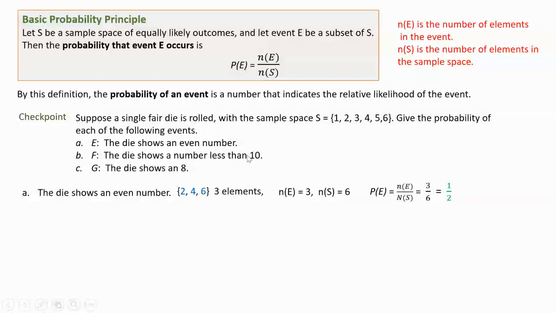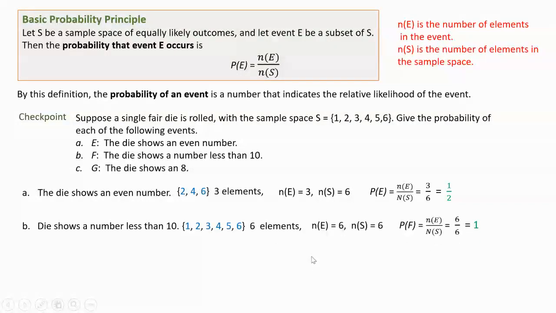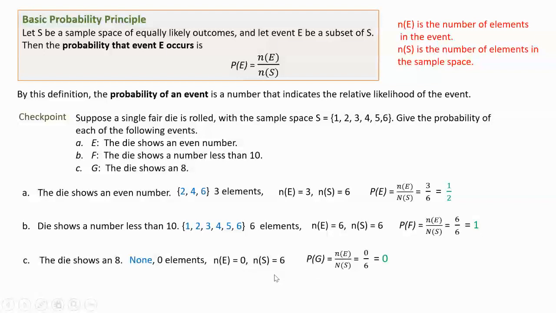For B, the die shows a number less than 10. So less than 10 means it's going to be all the elements, because the elements 1, 2, 3, 4, 5, 6 are all less than 10. So it's going to be 6 over 6. The answer is 1. C part, the die shows an 8. There's no 8 in the set, so it'll be 0 over 6, which will be 0.